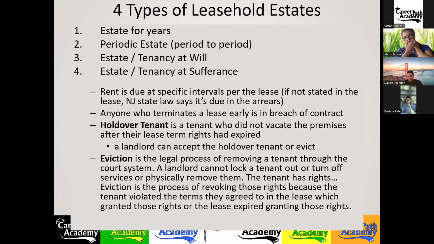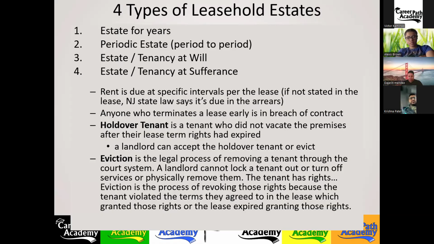Rent is due at specific intervals per the lease. If it's not stated in the lease when the rent is due, it's actually due at the end of the month. In the arrears, they call that. Where's your rear? Your rear end, the end of the month, okay? The opposite of an advance at the beginning of the month, where most landlords want the payment by the first, right? If they do not specifically specify when the rent is due in the lease, it's actually due at the end of the month, the last day.